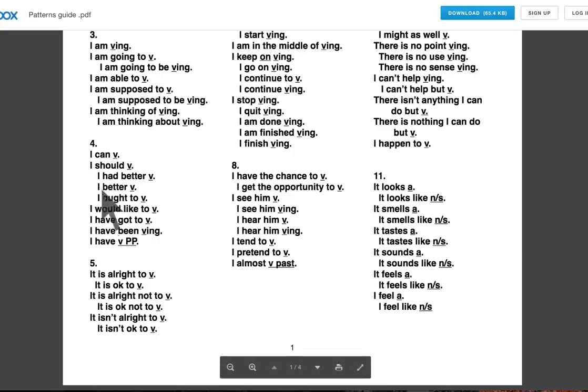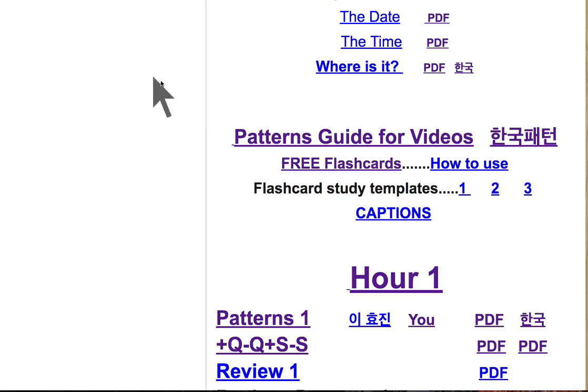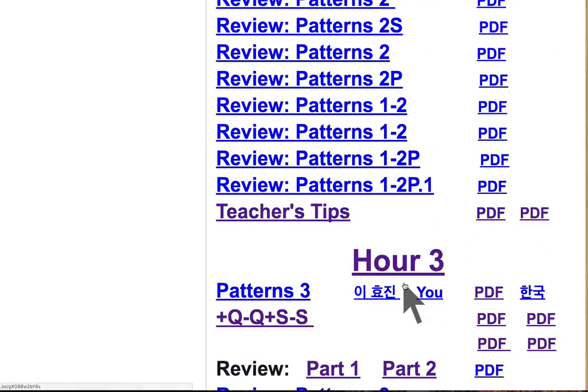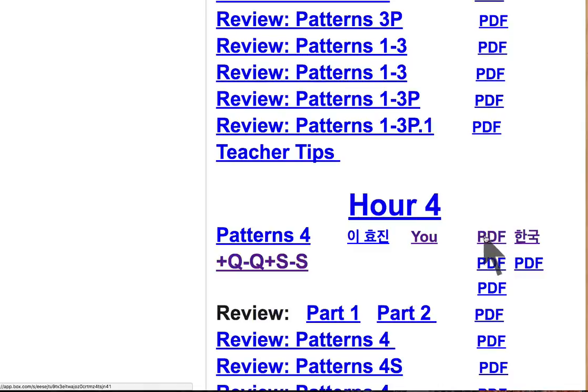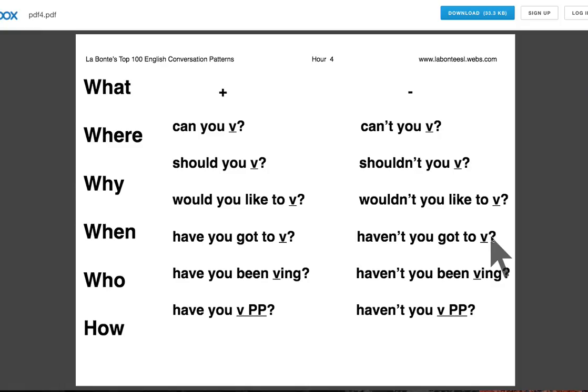So here then we're going to study these patterns. We go to hour 4. This is the PDF I print. As you see here, I just have a positive and a negative here. And because these patterns are rather limited in their ability to go from the present to the past to the future, I just have it like this. So I would go through these one at a time and then go on to this pattern, review this pattern. You're just weaving back and forth.